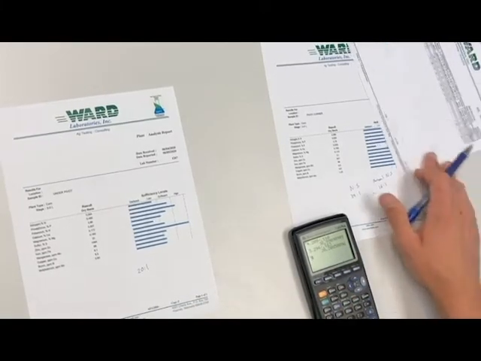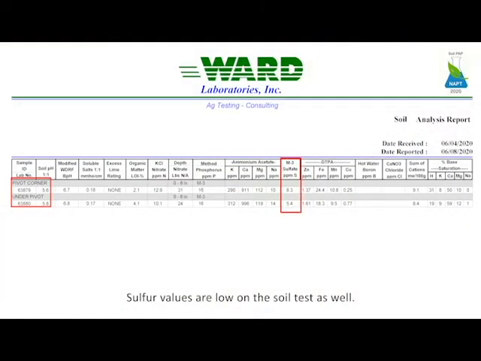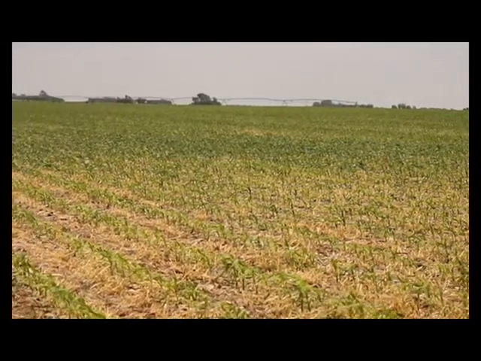Now, on the soil test itself, we see that the sulfur values, Mehlich 3 sulfur by ICAP, are both pretty low. In fact, the pivot is actually a little bit lower than the corners. But what is probably causing the corners to be so bad is the fact that we had that extra high nitrogen content.